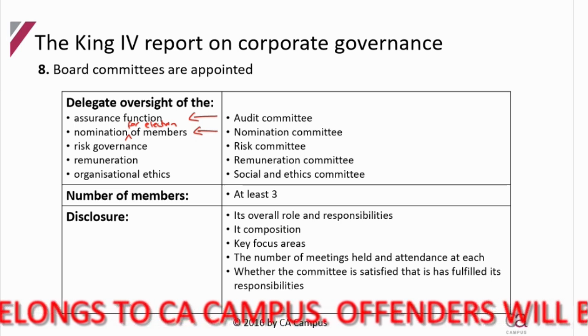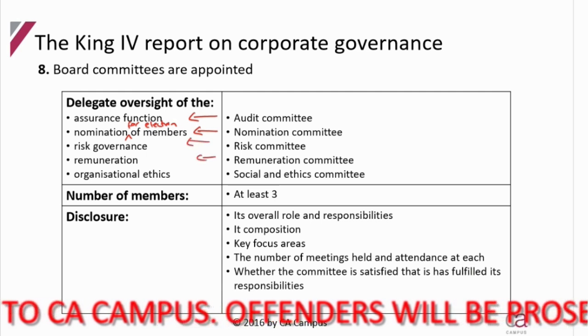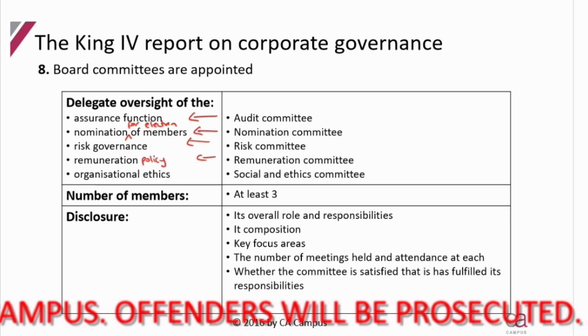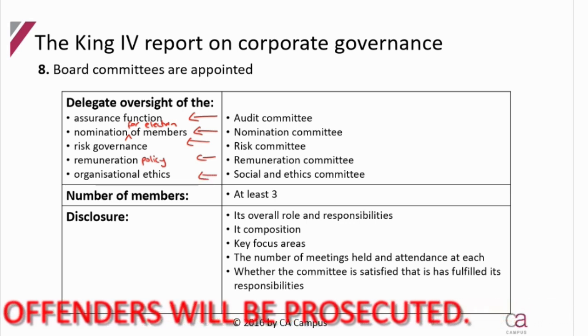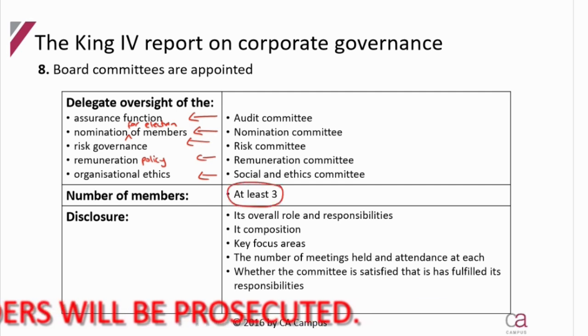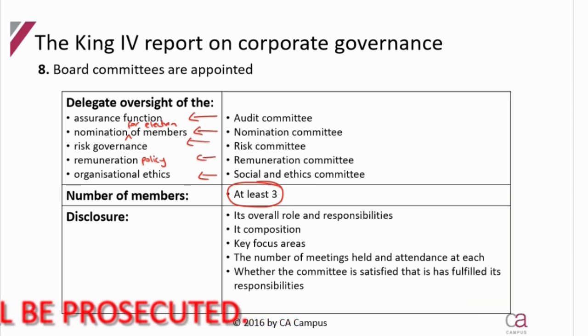Risk committee for risk governance. Remuneration committee for the remuneration policy that then needs to be approved by your board. Social and ethics for organizational ethics. Each of these committees must have at least 3. So that's new. Previously they only spoke about audit and risk. Now you can see all of them must have 3.